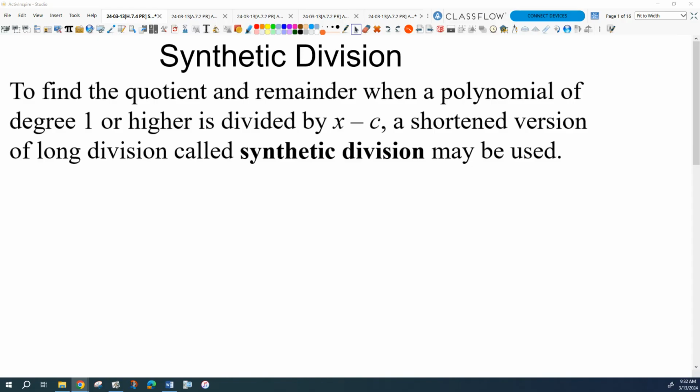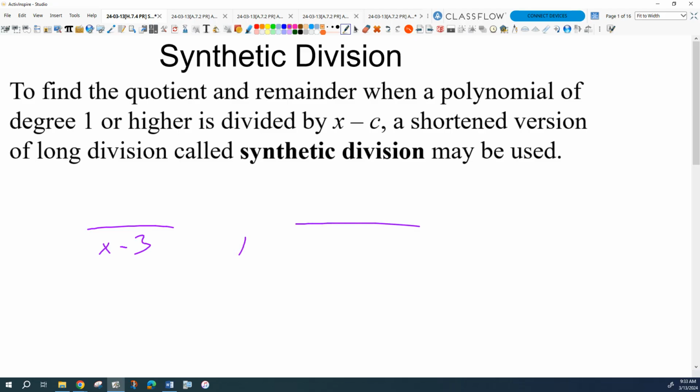If we're finding a quotient of two polynomials, the denominator has to be first degree, so it has to be linear. You can't have a higher power of x than just x to the first. And it needs to be in the form x minus some number. For example, the denominator could look like x minus 3. That's fine. That is x minus the number 3.